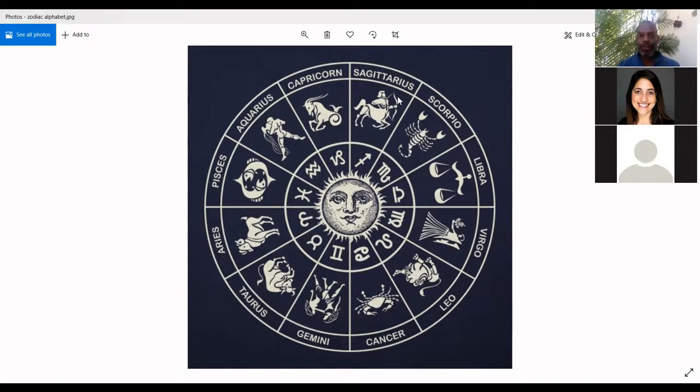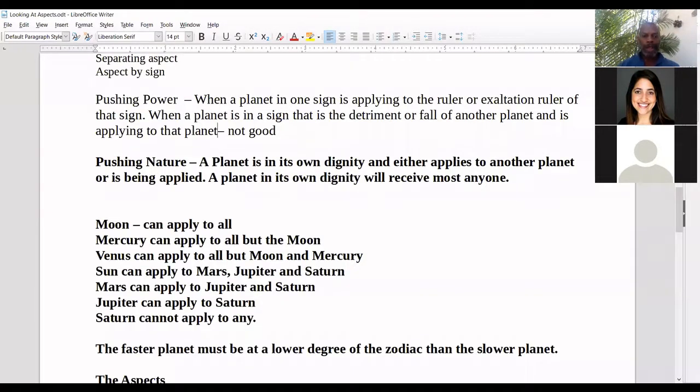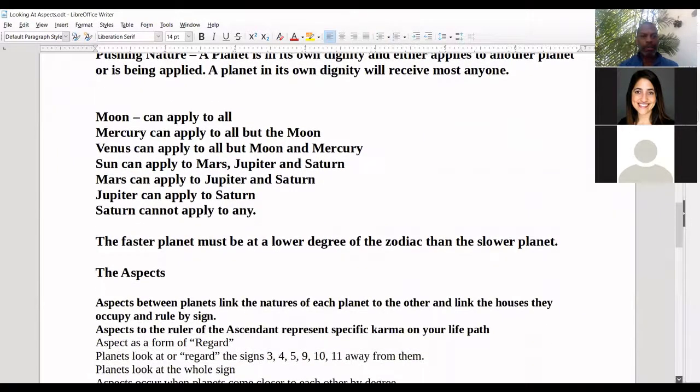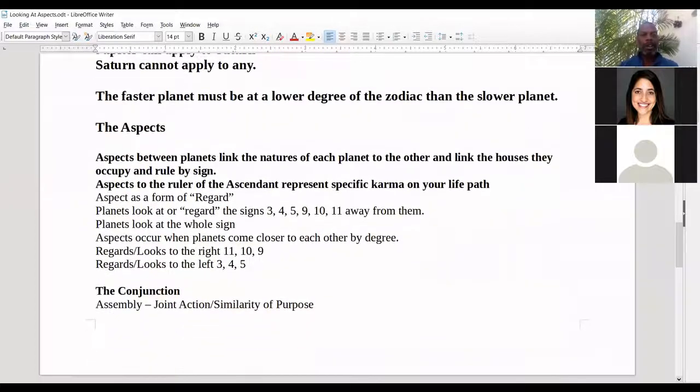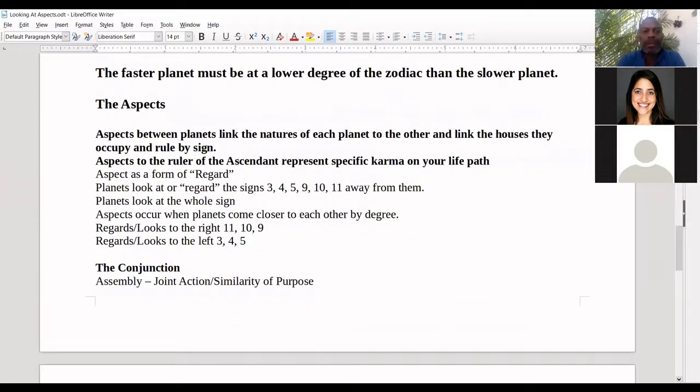Okay, so I just wanted to bring that back, especially because we have some people that weren't with us last week or haven't been with us for the past while. For our last half hour, we've already gone through most of this stuff. The aspects between planets link the natures of each planet to each other and link the houses they occupy and rule by sign. Once again, if you take into account what we call essential dignity and accidental dignity, and I'm going to write that down for the people who are new too.